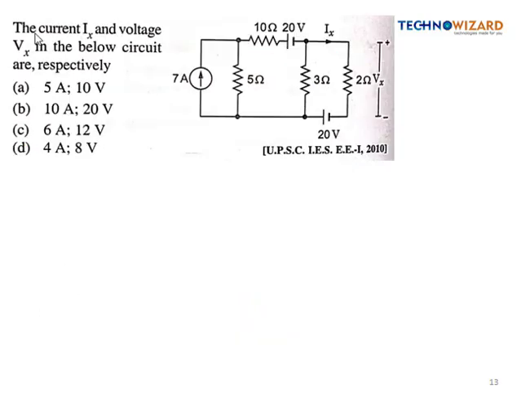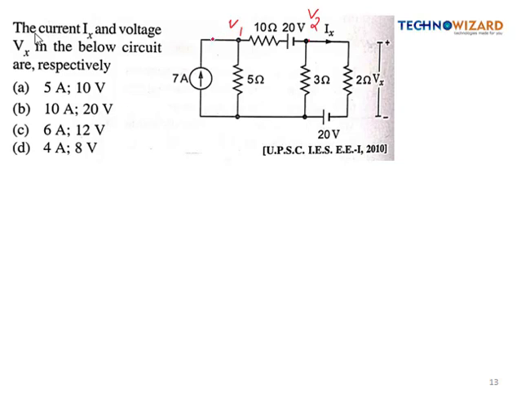So this is our next question: the current Ix and the voltage Vx in the below circuit are respectively. Basically we have to find out the value of current Ix and the voltage Vx. This will also be done by the nodal method. Let us assume the voltage at this node is V1 and the voltage at this node is V2.